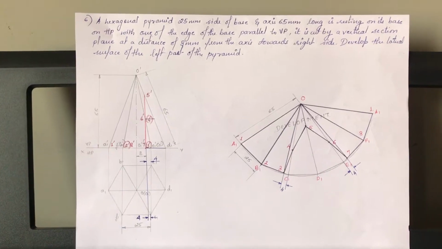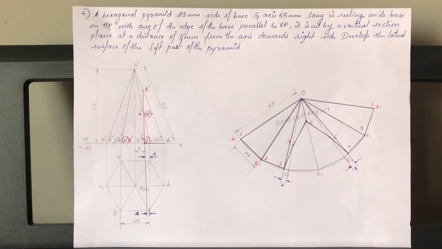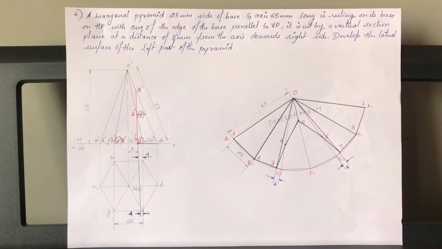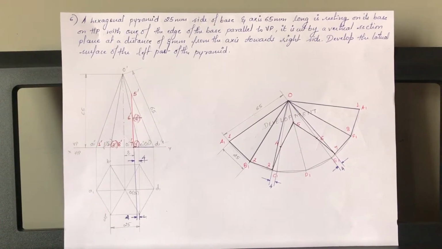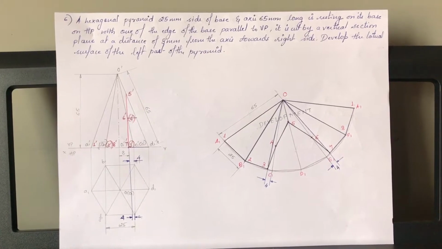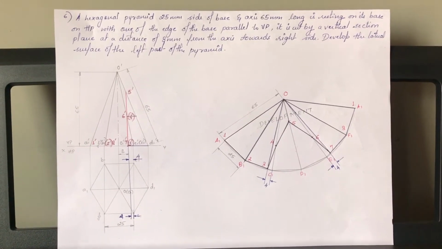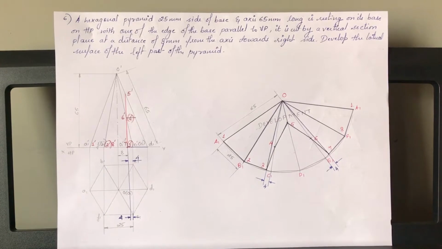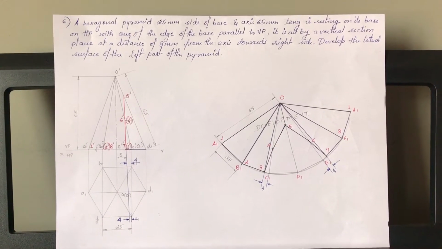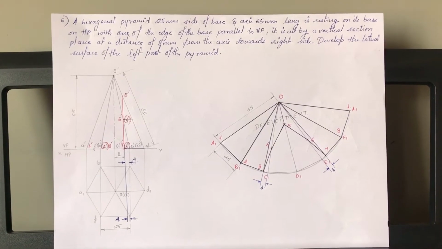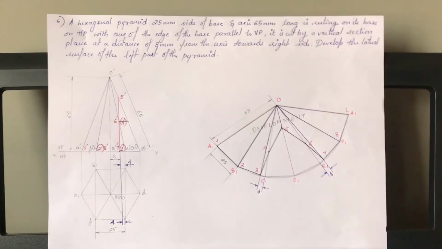So this is problem number 6 on a radial line development method. A hexagonal pyramid, 25 mm sides of base and axis 65 mm long, is resting on its base on HP with one of its edges of the base parallel to VP. It is cut by a vertical section plane at a distance of 8 mm from the axis towards the right side. Develop the lateral surface of the left part of the pyramid.